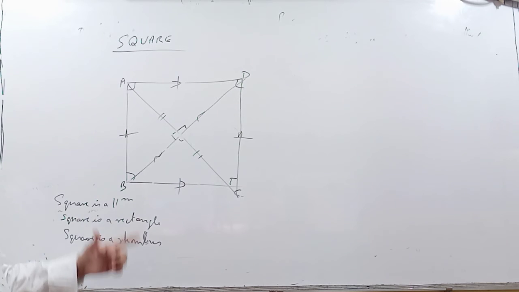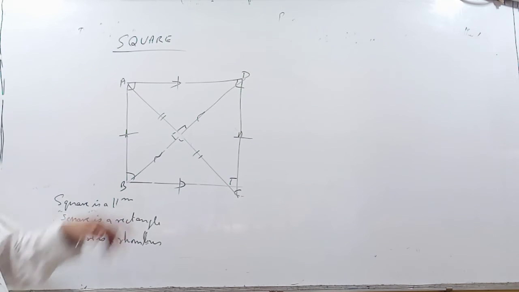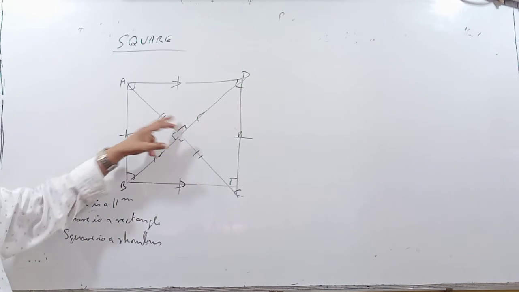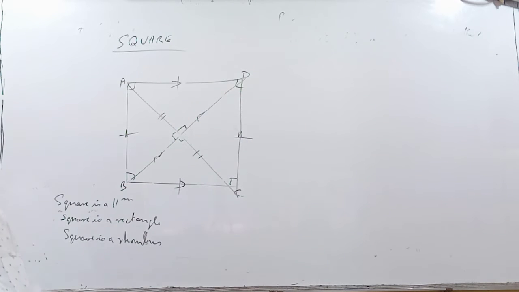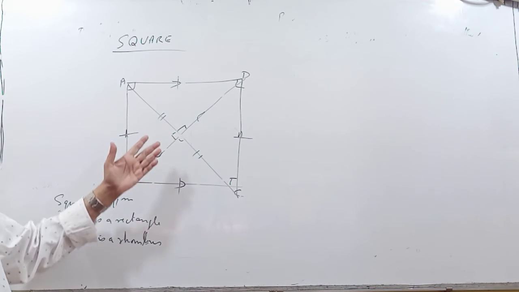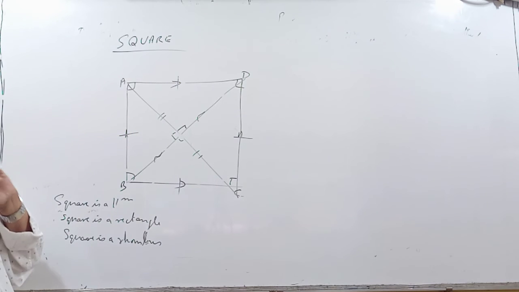Square is a perfect figure. So when somebody says square, you have to remember all this. Square is a parallelogram. Square is a rectangle. Why? All angles are 90 degrees. Square is a rhombus. Why? All sides are congruent, and the property of the rhombus is also there: diagonals are perpendicular bisectors.